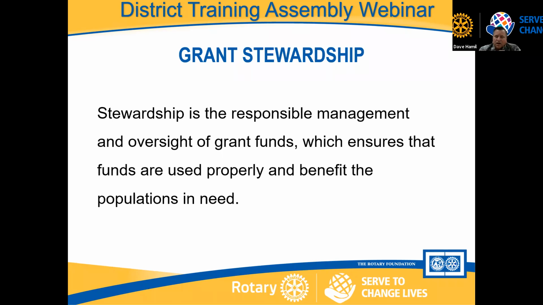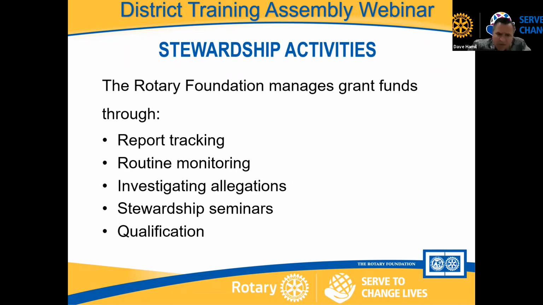There's actually a steward, a chair of stewardship for the district. And ideally, you'd actually have somebody at the club level also. So what a steward does is they oversee that the grant funds are being managed responsibly. They're overseeing everything, just that it goes smoothly, and also that it's going to what you wrote the grant for.